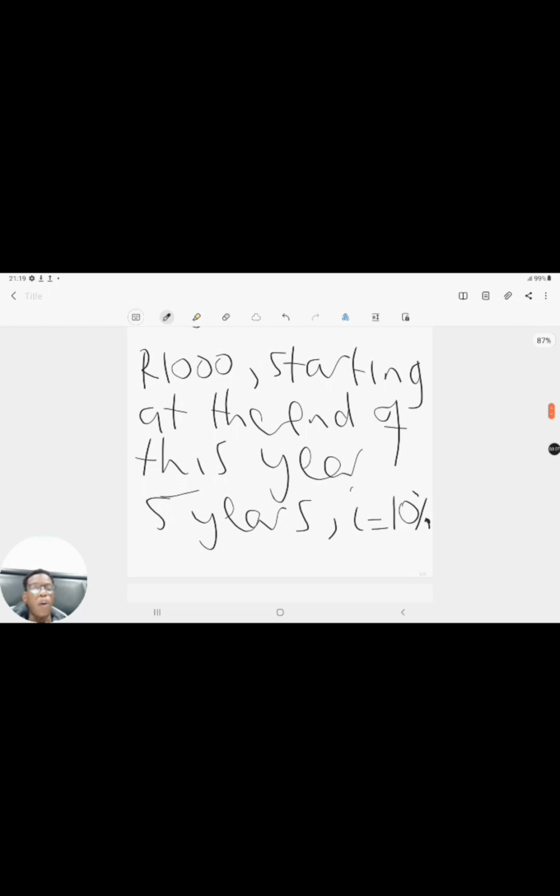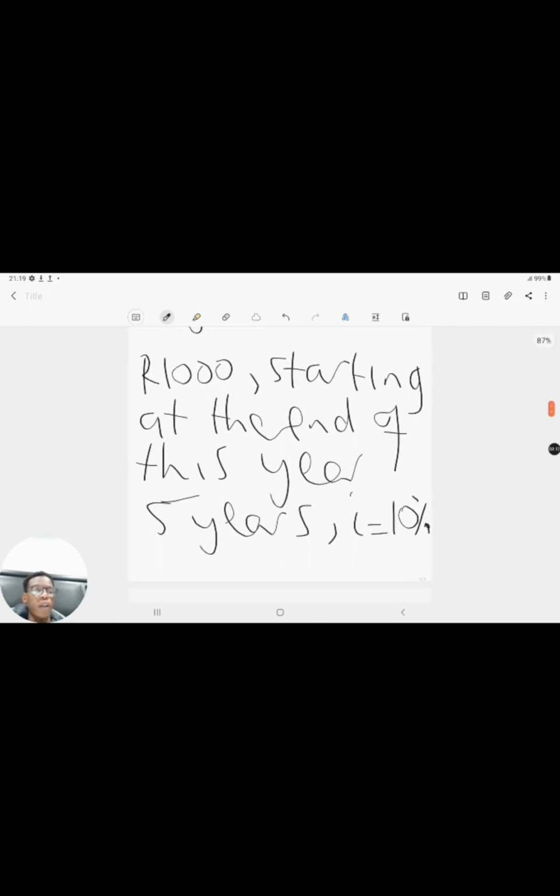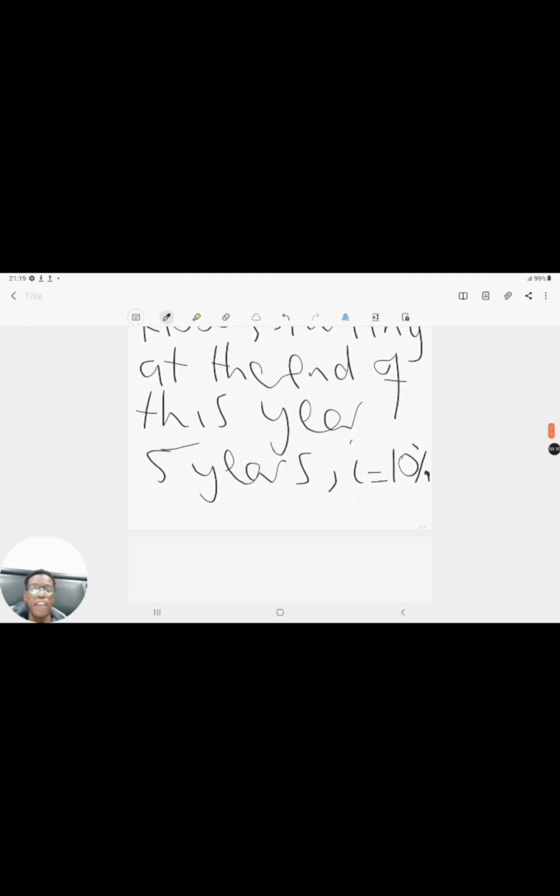Now how would you calculate the value that you will have at the end of 5 years? Note that the interest is 10% compounded annually. How much money would you have at the end of 5 years? How would you calculate that? Well, we haven't gotten to the future value formula yet, but we will work our way towards it.